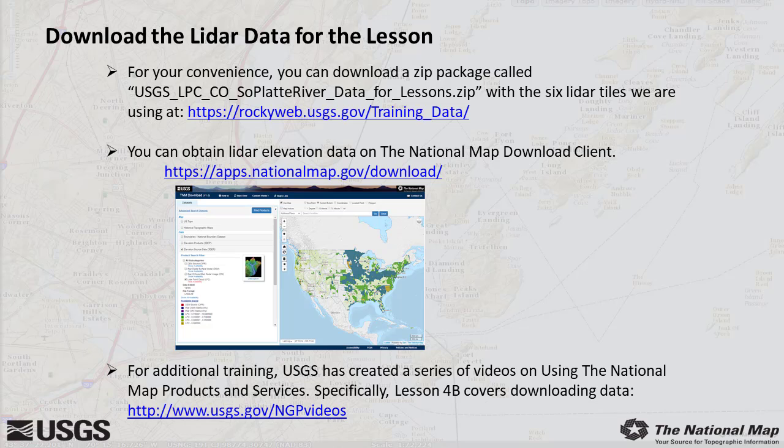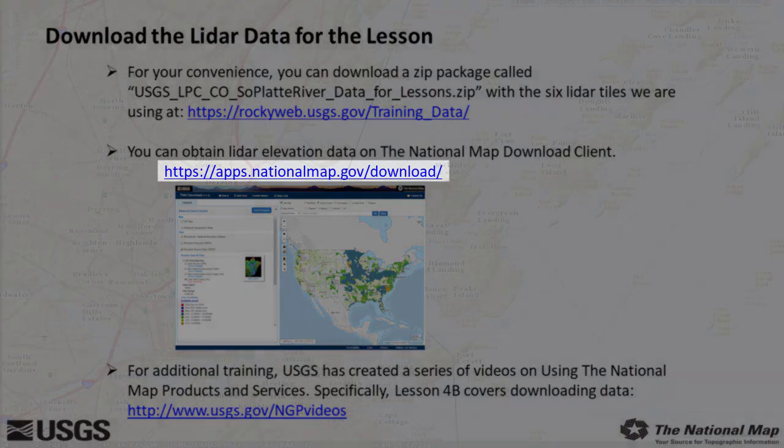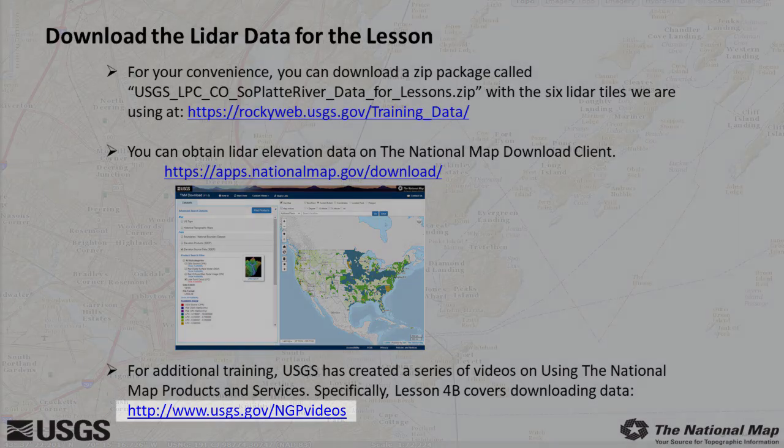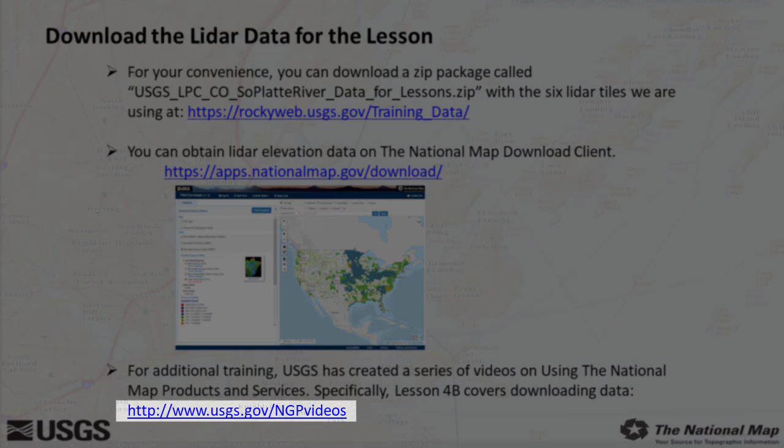The National Map has a download client where you can find USGS products, including elevation data such as lidar point clouds, at apps.nationalmap.gov/download. If you are interested in learning more about downloading products on the National Map, be sure to check out our training videos located at www.usgs.gov/ngp videos.